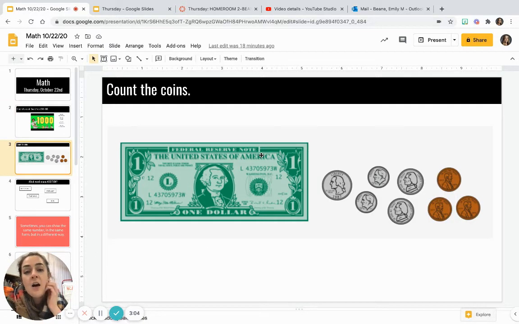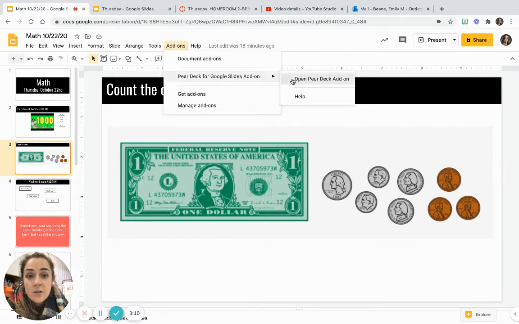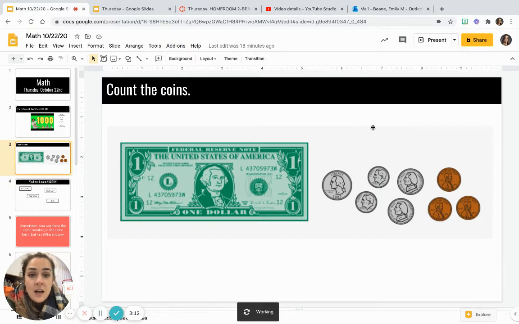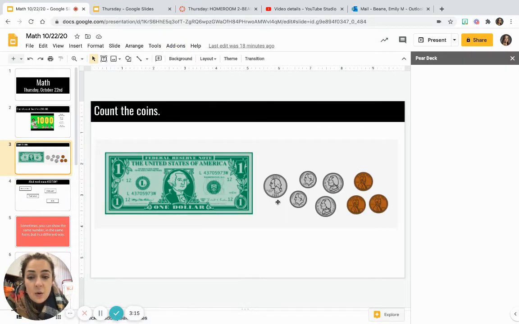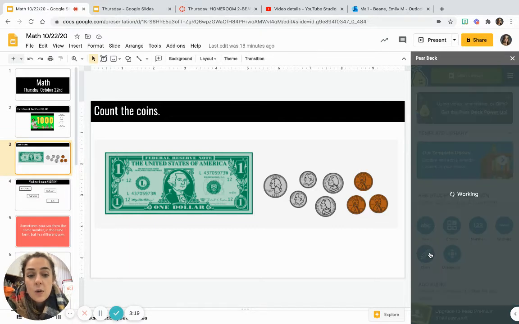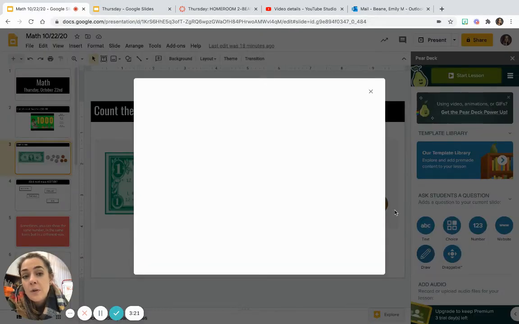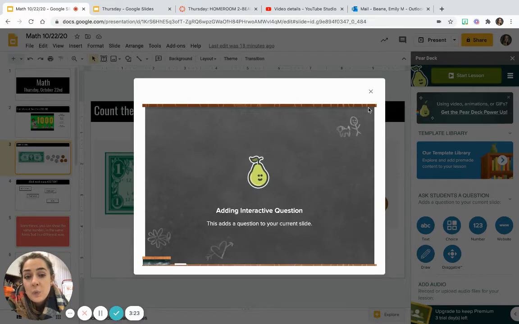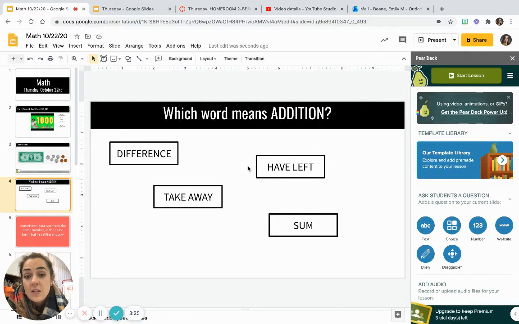All right. This is going to be an interactive slide. I'll make it an interactive slide right now. I want you to practice counting the money. So I want you to count it. I'm going to make it a drawing one because sometimes it's helpful to be able to write the value next to the coin so you can remember.